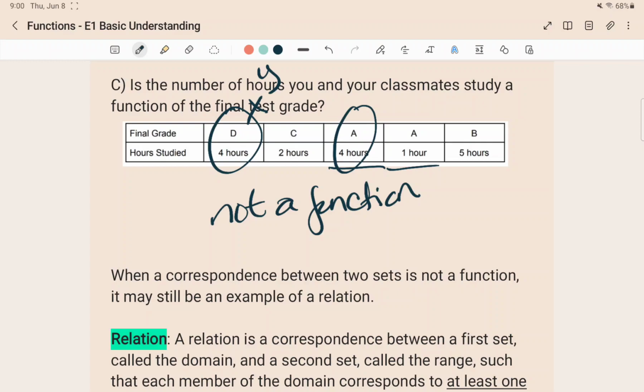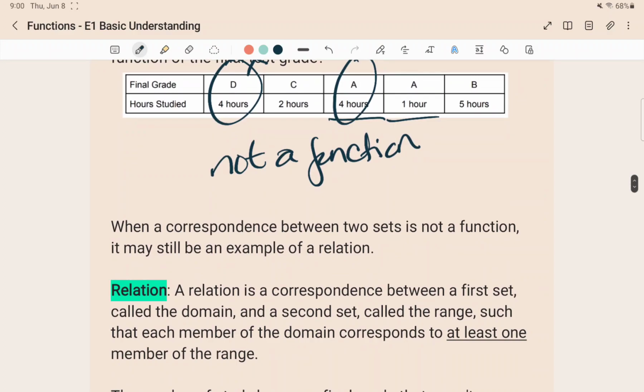When a correspondence between two sets is not a function, it may still be an example of a relation. A relation is a correspondence between a first set, called the domain, and a second set, called the range, such that each member of the domain corresponds to at least one member of the range. In the example we just did, the number of study hours versus the final grade would be considered a relation. Relations are sometimes written as ordered pairs. In this format, the x values represent the domain and the y values represent the range. For a set of ordered pairs to be a function, every x value has to correspond to only one y value.